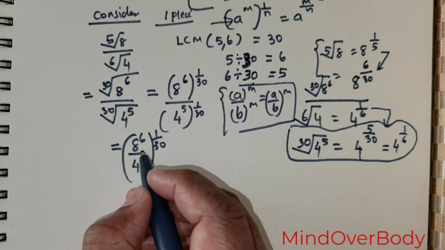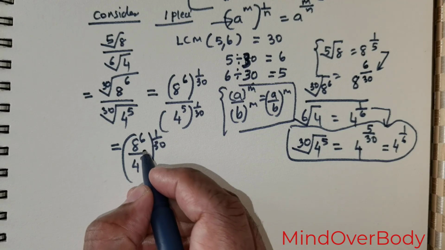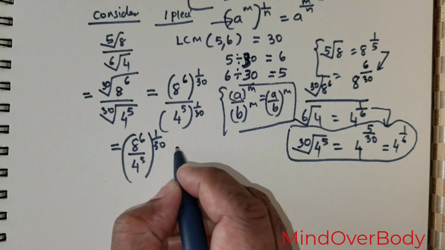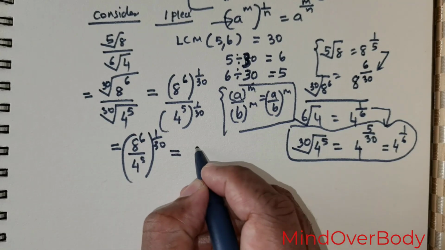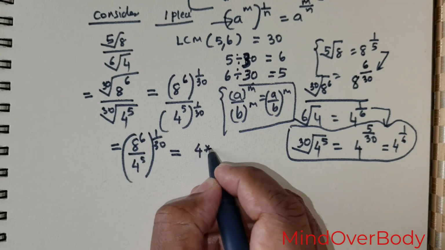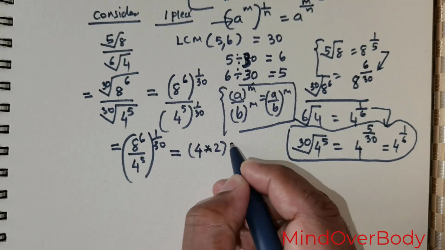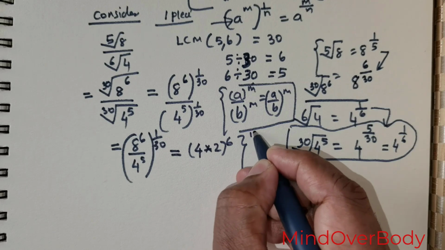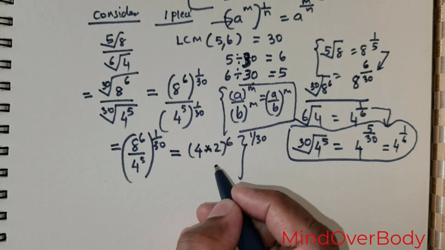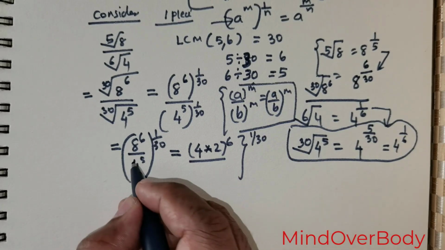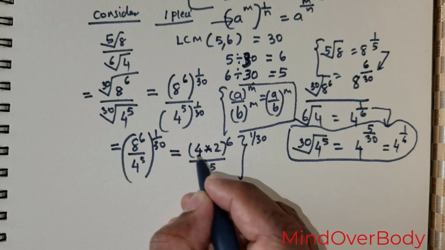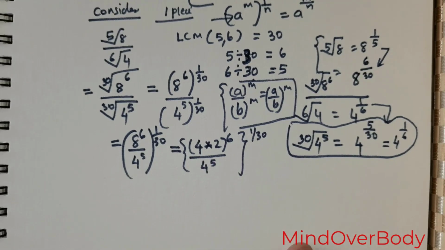So how am I going to solve it? Now I've got 8 raised to the power 6 and I've got a 4 here. So I'm going to write 8 as 4 times 2. This is raised to the power 6 and you have 1 over 30 here. Now this is divided by 4 raised to the power 5. I'm not going to do anything with that. I'm just retaining it as it is.